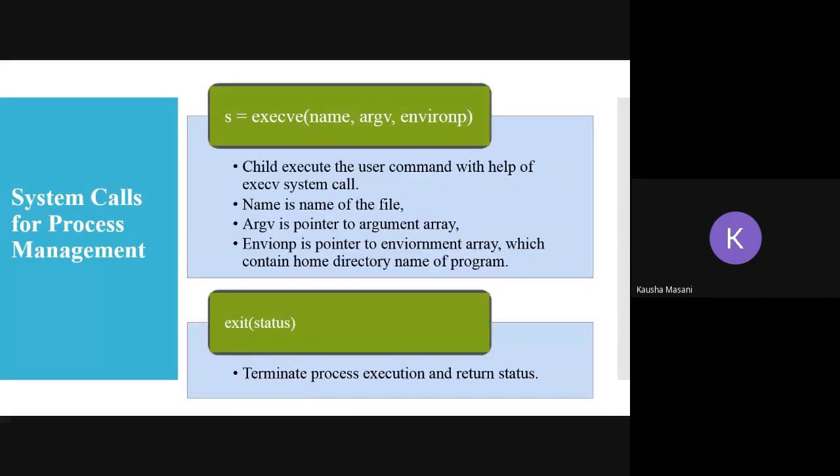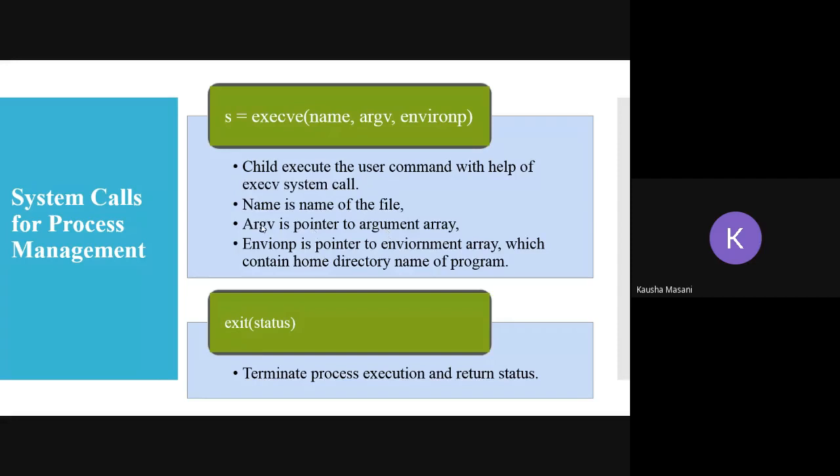Okay, now see this command, again, execute, this is execve. What is this? It is a child executing the user command with the help of what? With the help of this system call. The name of the file is to be provided. Fine. The pointer to the argument array.